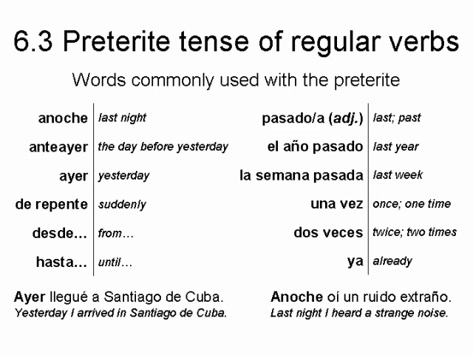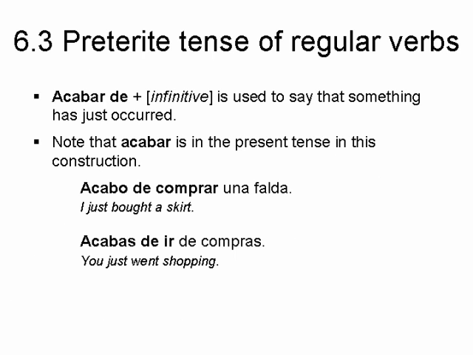Okay. The last thing that I want us to look at is this verb called acabar. Acabar is a really common word that means you just did something. Acabar de, and then a verb in the infinitive, means that something just happened. You're seeing some examples here in the present tense. Acabo de comprar una falda. I just bought a skirt. Acabas de ir de compras.